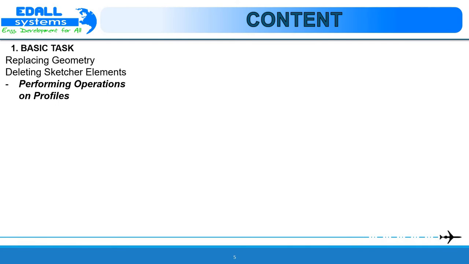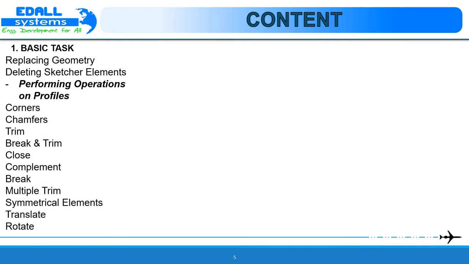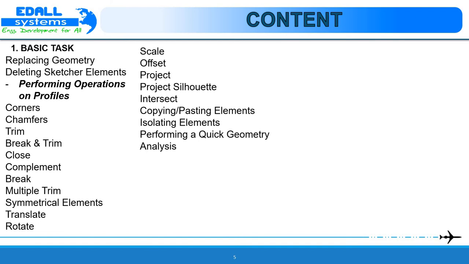Under performing operations on profiles, we have corners, chamfers, trim, break and trim, close, complement, break, multiple trim, symmetrical elements, translate, rotate, scale, offset, project, project silhouette, intersect, copying, pasting elements, isolating elements, performing a quick geometry analysis.